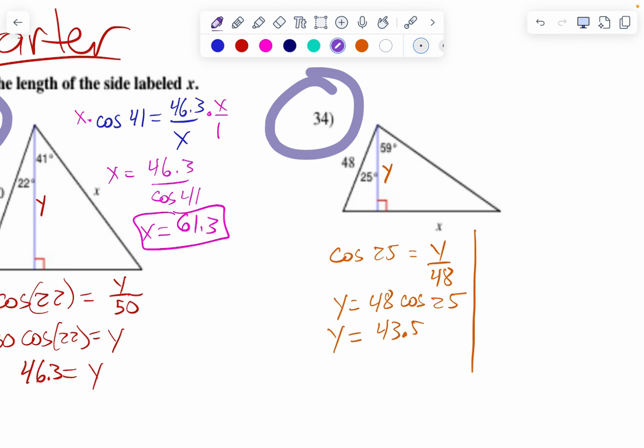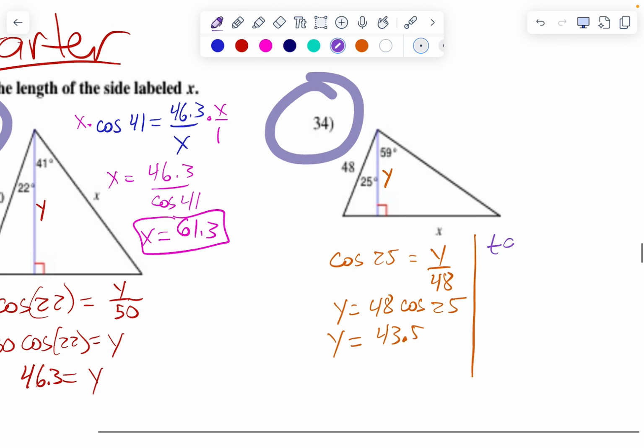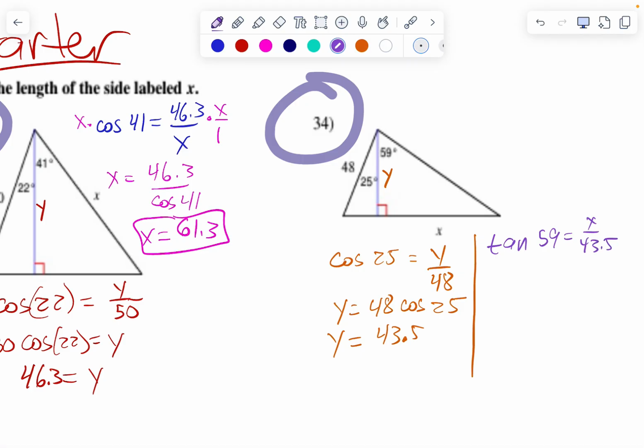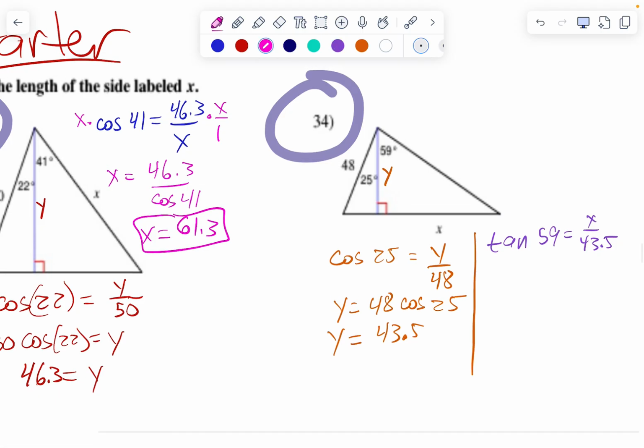Yep. So this time, x is opposite of the known angle. So tangent of 59 equals x over 43.5. And then multiply by 43.5, and we'll get x equals 43.5 tangent of 59.